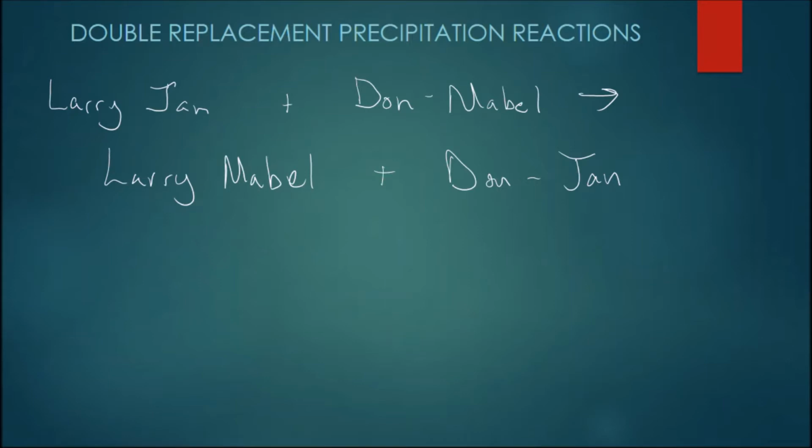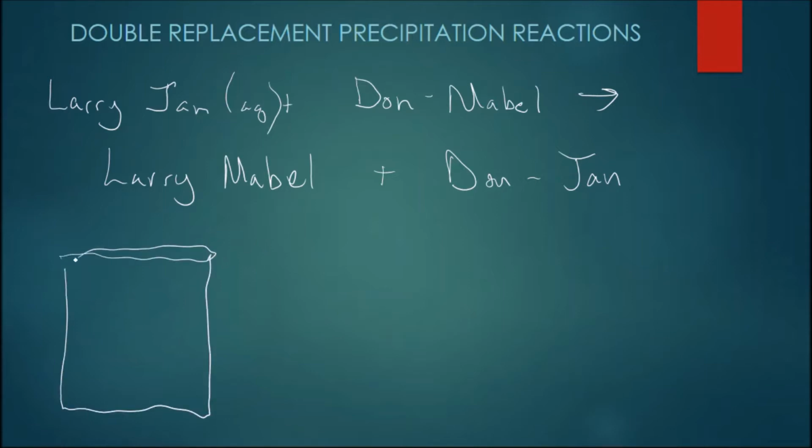So, if we were to apply chemistry concepts to this, we would say that Larry and Jan are an aqueous solution. If we could see this aqueous solution, we would see a bunch of particles, a bunch of Larrys and Jans and Larrys and Jans. And because they're just friends, whenever they do come together, they just split apart. There's no magic, there's no romance. They are just simply friends.